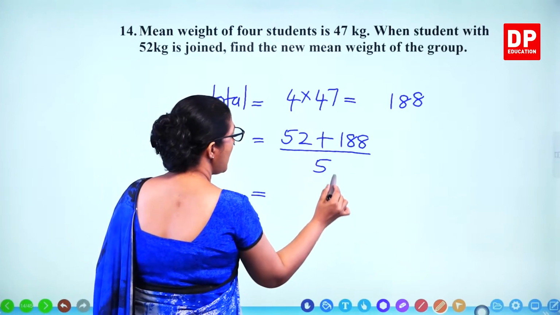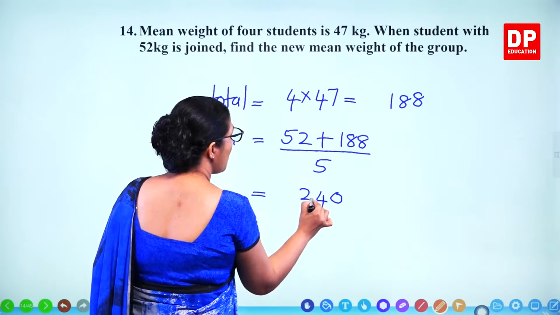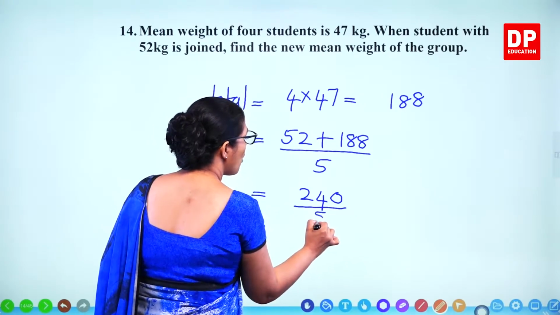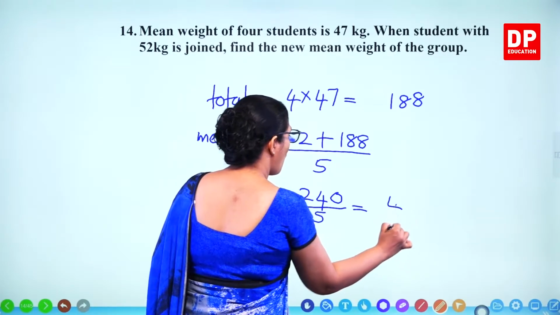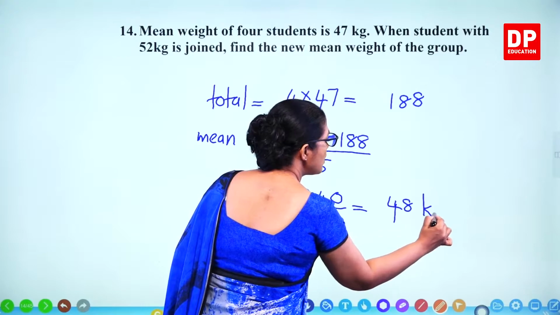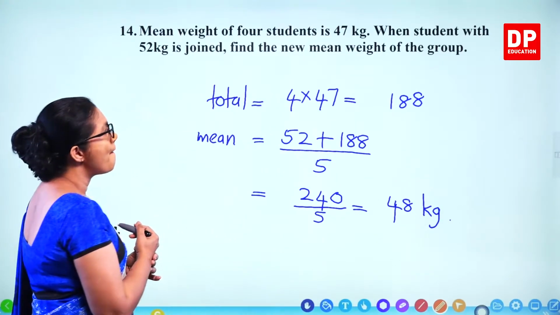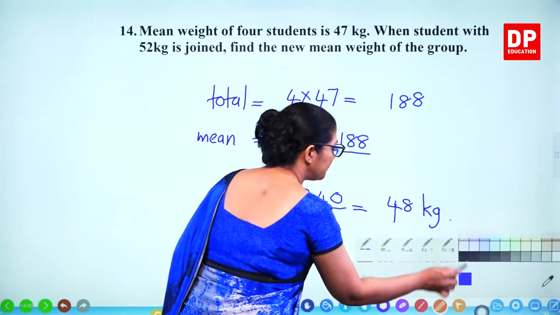8 plus 2, 10. 9 plus 5, 14. And 1 remaining. That's 240. Divide by 5. 4 fives are 20. That's 8. So 48 kilos is the mean weight now. So you get 2 marks there.